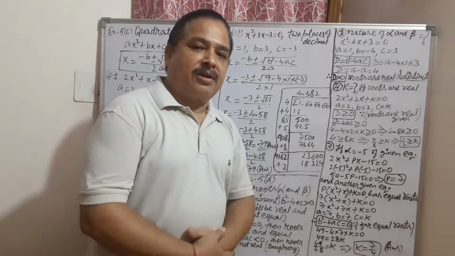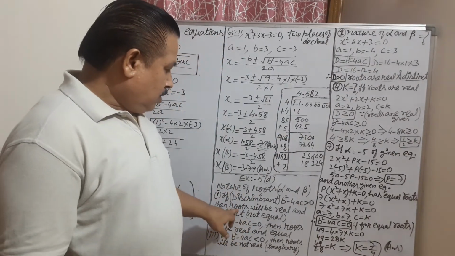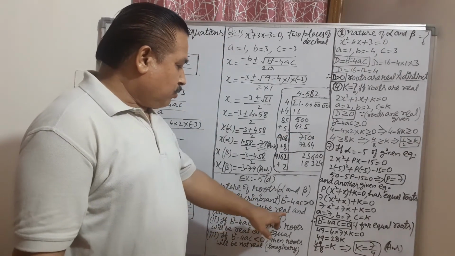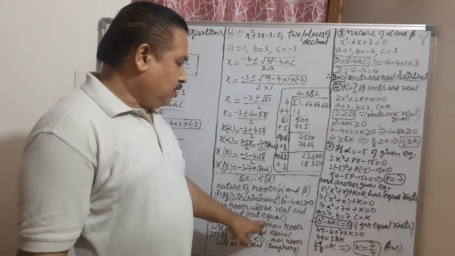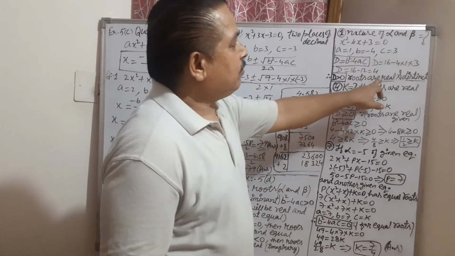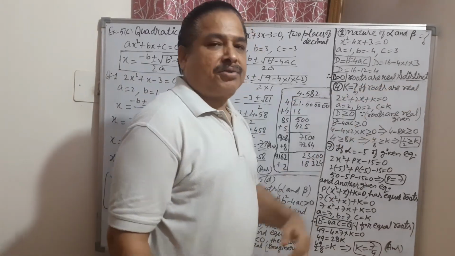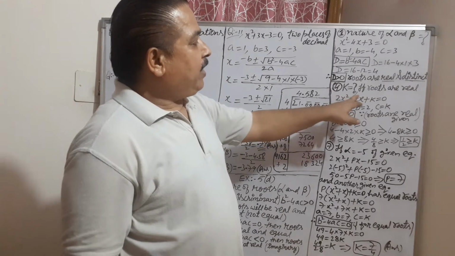When discriminant is greater than 0, then what is the rule? What is the roots nature? Roots nature will be real and not equal. Roots will be real and distinct, not equal.